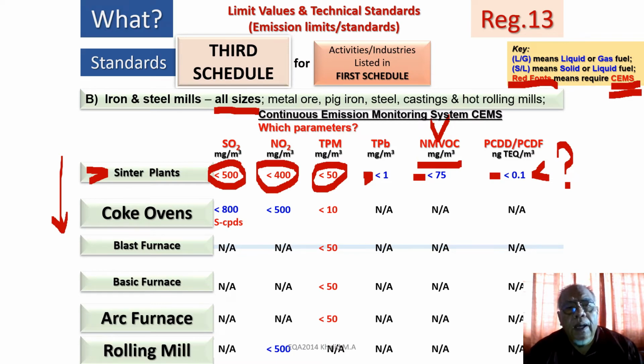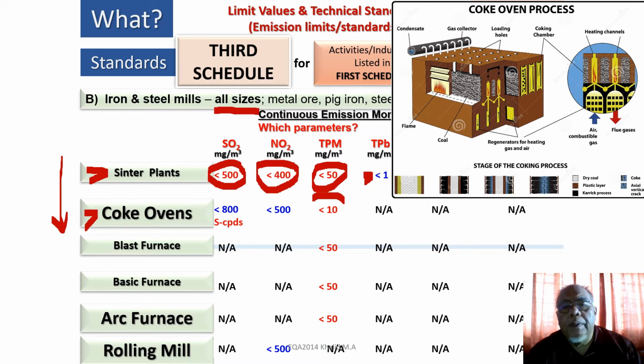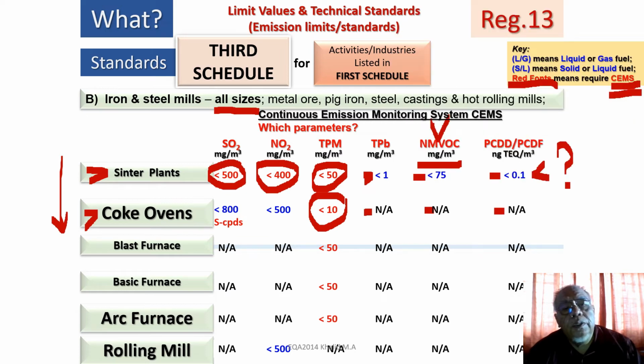When we talk about the other plant, which is coke oven, only one parameter requires CMS, and for nitrogen dioxide and sulfur dioxide, no need CMS, and they are not required to monitor total lead, NMVOC, dioxin, and furan. There you are. Let's go into the next one.